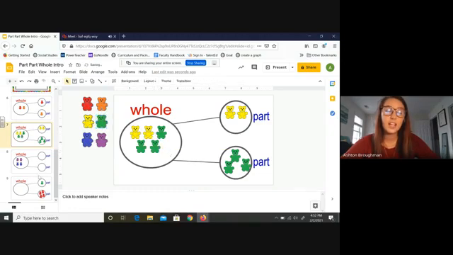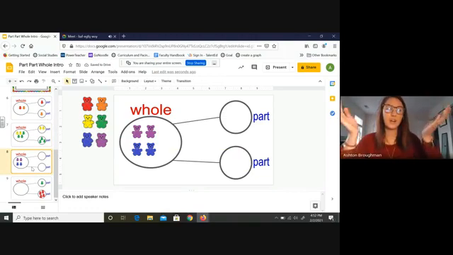Let's do another example. What are we missing here? What do we have to find out here? So that's right, we know our whole, but we don't know our parts. So we have to figure out what our parts are. So in my whole, I have two purple teddy bears and two blue teddy bears. And I need to figure out what my two parts are.